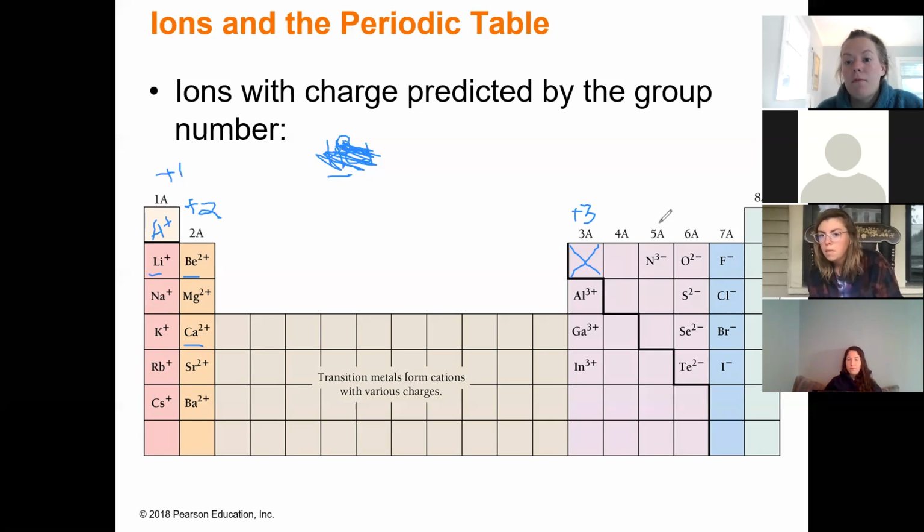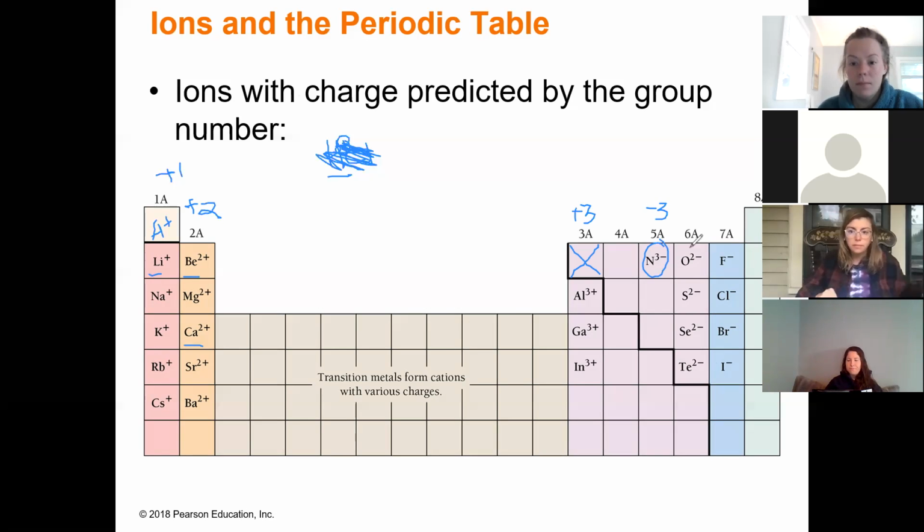Go over to column 5. So skip carbon and silicon. Those guys can kind of do either, give and take electrons. But if I go to column 5, I want you to put -3, or 3-. This thing likes to take on 3 electrons. If it takes on 3 electrons, 1, 2, 3, it's just like a noble gas.